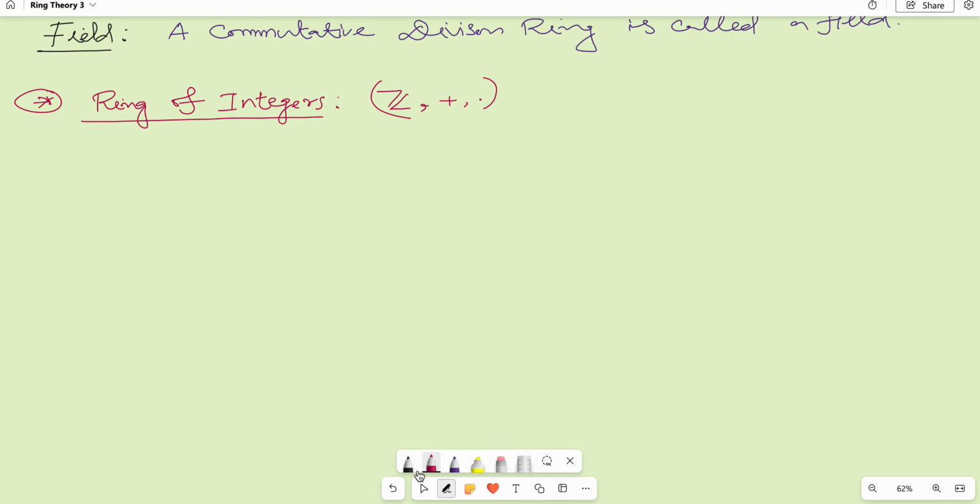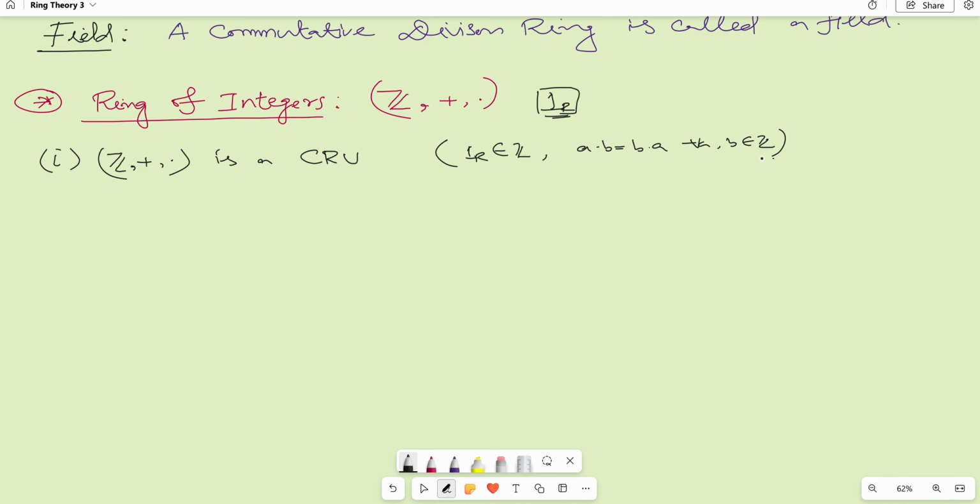The first property, I'll write the property as well as the explanation. You know that Z with plus and dot is a CRU. It is a commutative ring, of course, with unity. There is a unity element 1, and a dot b equals b dot a for every a, b inside Z. So this is a commutative ring with unity.